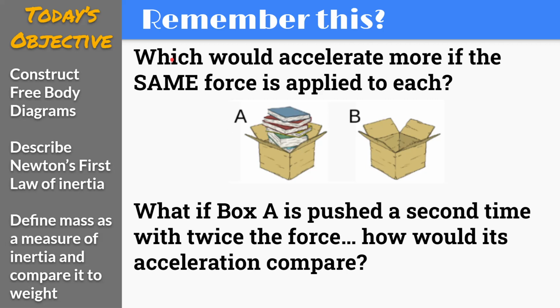Okay, which would accelerate more if the same force was applied to each? I asked y'all this question once already whenever I was illustrating or going over the definition of inertia. Okay, and so of course, if you apply the same amount of force to each, you're going to get more acceleration from box B because it has less mass. Okay, and therefore it has less resistance to acceleration. It's easier to move it. But this one would accelerate more, this one would accelerate less.